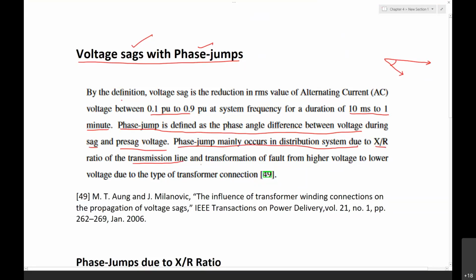This phase jump mainly occurs in a distribution system due to the X/R ratio of the transmission line, and transformation of fault from higher voltage to lower voltage due to the type of transformer connection. This is one point, the X/R ratio. The second point is the transformer connection. Because of these, we'll be having the phase jumps.